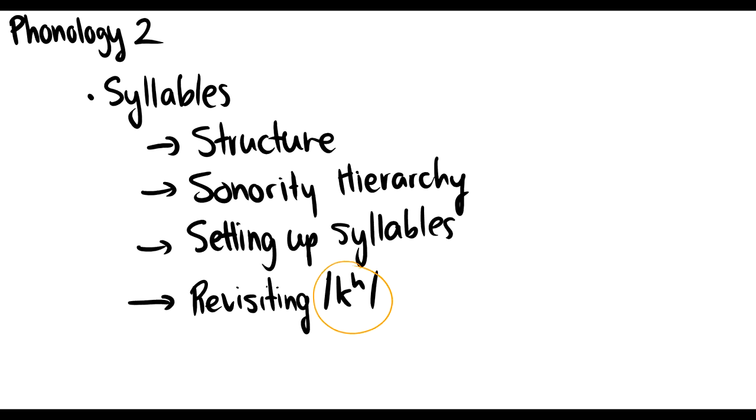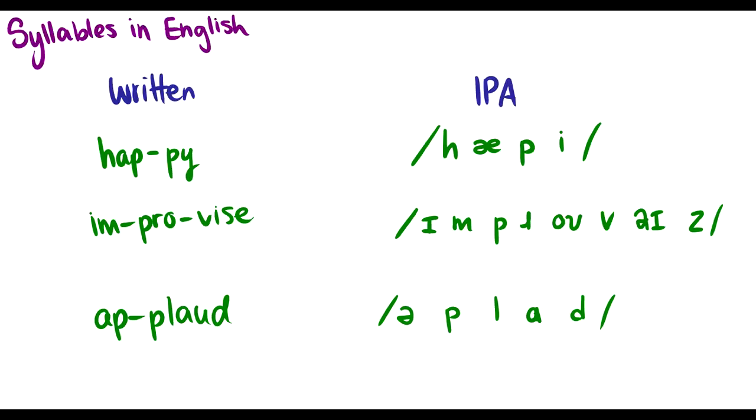So, what is a syllable? You all have a rough idea of a syllable. In school, we're taught the beat of the sound, so happy, you'd clap every time you hear a syllable. Improvise, applaud, and you have these weird rules where in English, if you have two letters together, like two P's, you make those a syllable, you separate them.